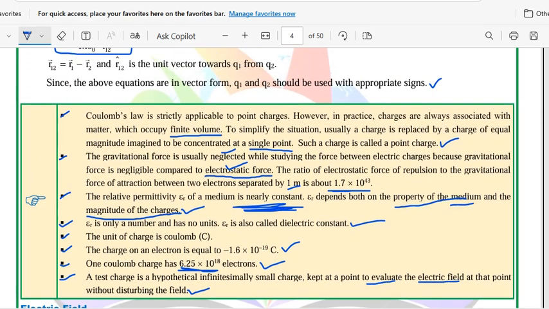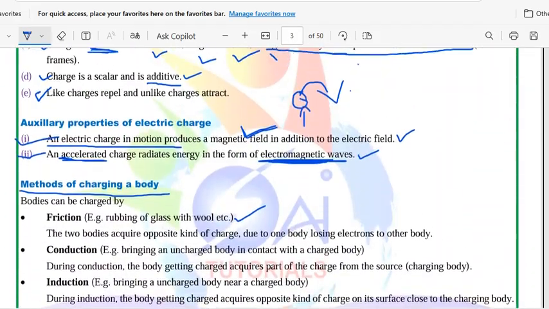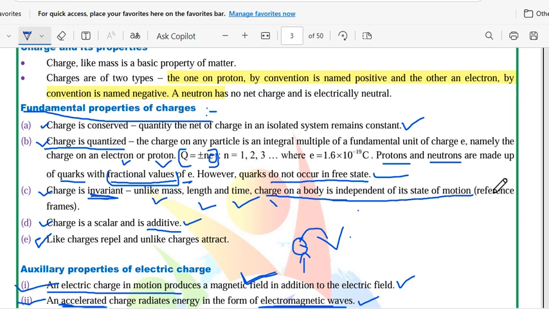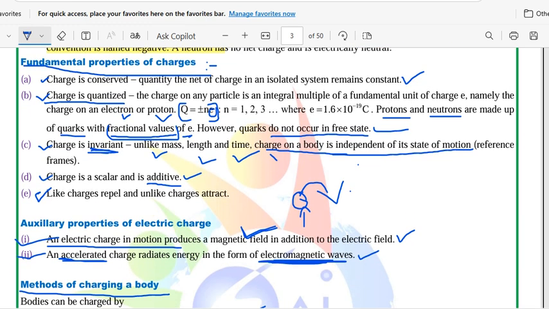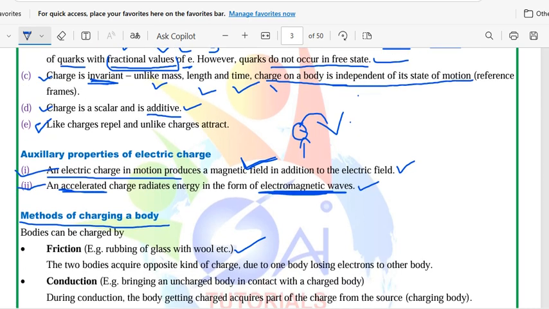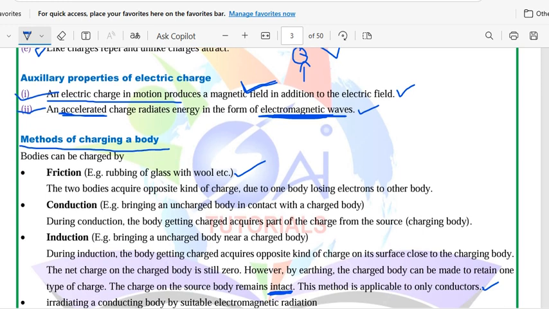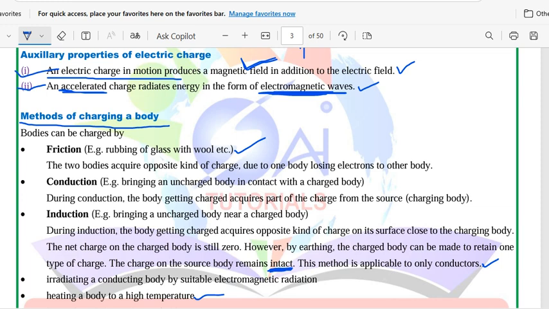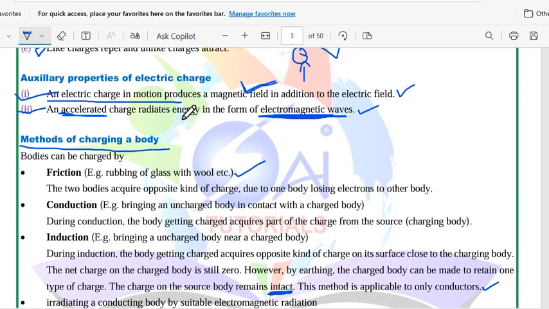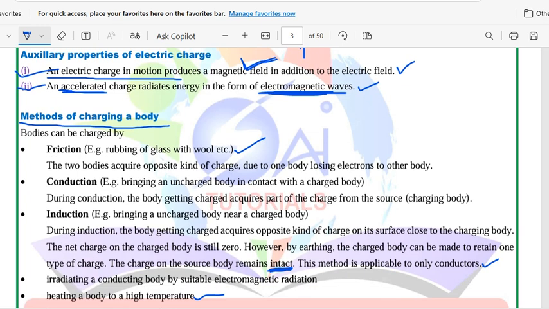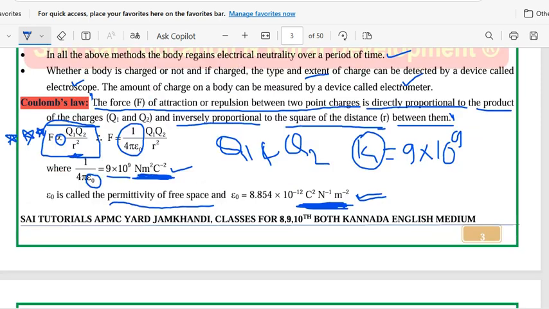So, dear students, in today's session, I have discussed the fundamental properties of charges. That is, charge is conserved, charge is quantized, charge is invariant, and charge is a scalar quantity and it is additive. Like charges repel each other and unlike charges attract each other. Next, coming to the auxiliary properties of electric charges: all electric charges in motion produce a magnetic field in addition to the electric field. An accelerated charge radiates energy in the form of electromagnetic waves. And methods of charging a body.